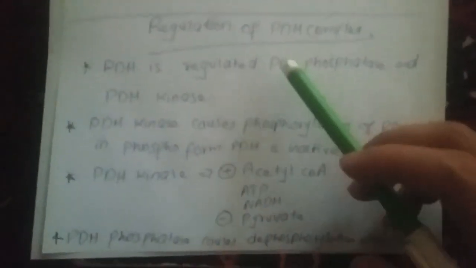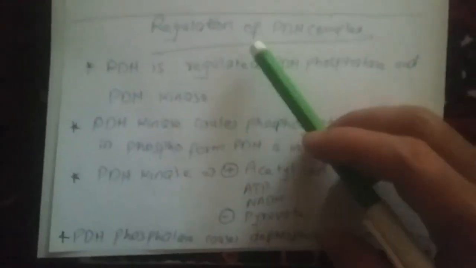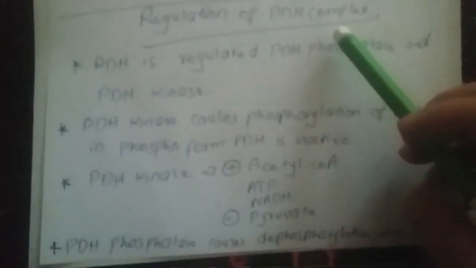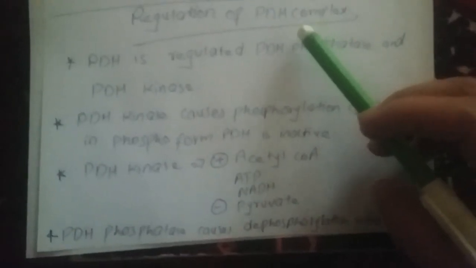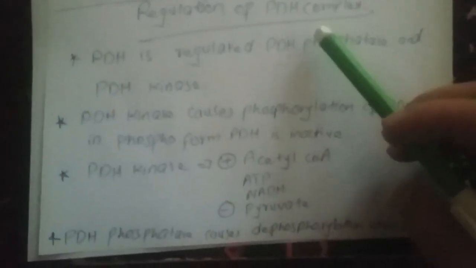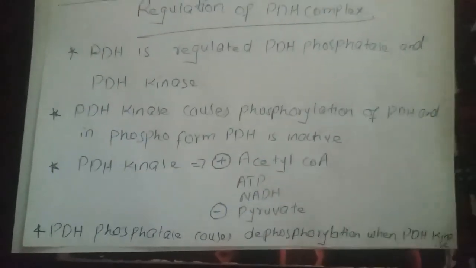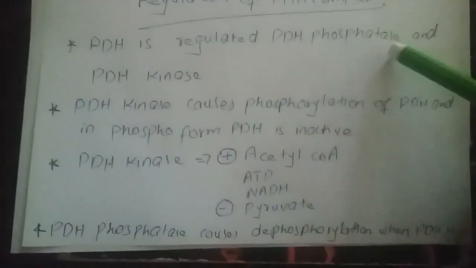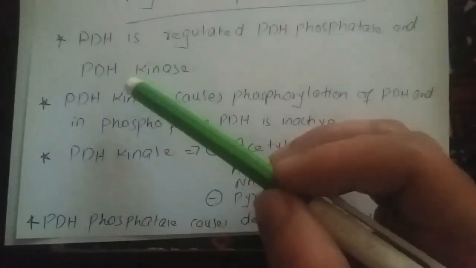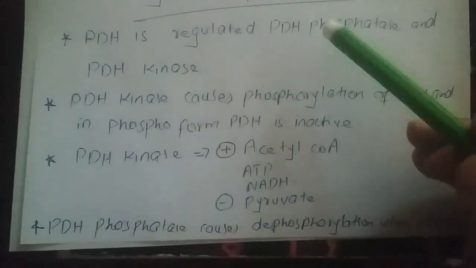So now we will study the regulation of the pyruvate dehydrogenase complex enzyme. I told you only the first enzyme, pyruvate dehydrogenase or pyruvate decarboxylase, is regulated, while the other enzymes are not regulated. And the regulators of this enzyme are two enzymes: one is pyruvate dehydrogenase phosphatase, the other is pyruvate dehydrogenase kinase.